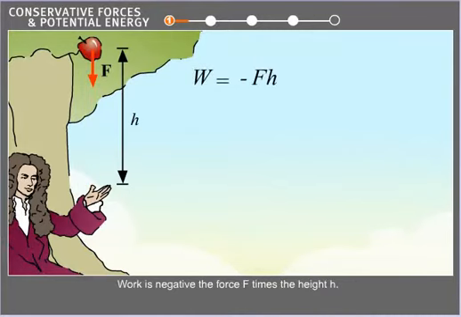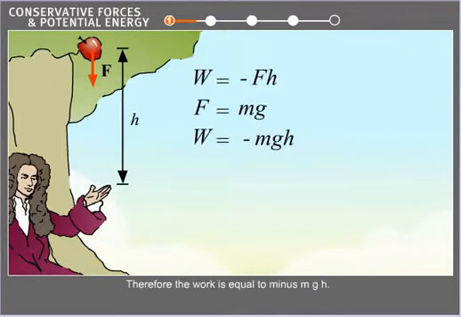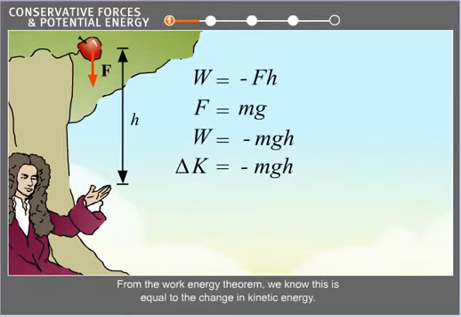Work is negative the force F times the height h. The magnitude of the force of gravity is the acceleration of gravity g times the mass m. Therefore, the work is equal to minus mgh. From the work-energy theorem, we know this is equal to the change in kinetic energy.